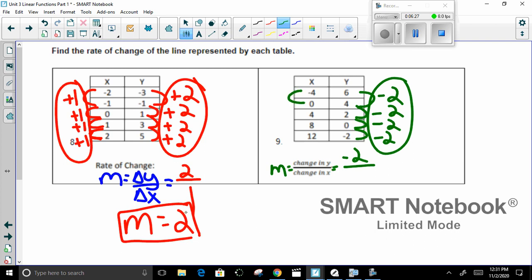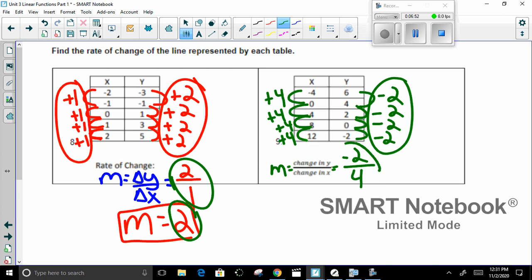From -4 to 0, I'm adding 4. From 0 to 4, I'm adding 4. From 4 to 8, I'm adding 4. And from 8 to 12, I'm adding 4. So my change in y is +4. Remember, your slope needs to be reduced. It's written in fraction form. Reduce it if you can. On this first one, I could reduce 2 over 1 to just 2. Either way would have been accepted.